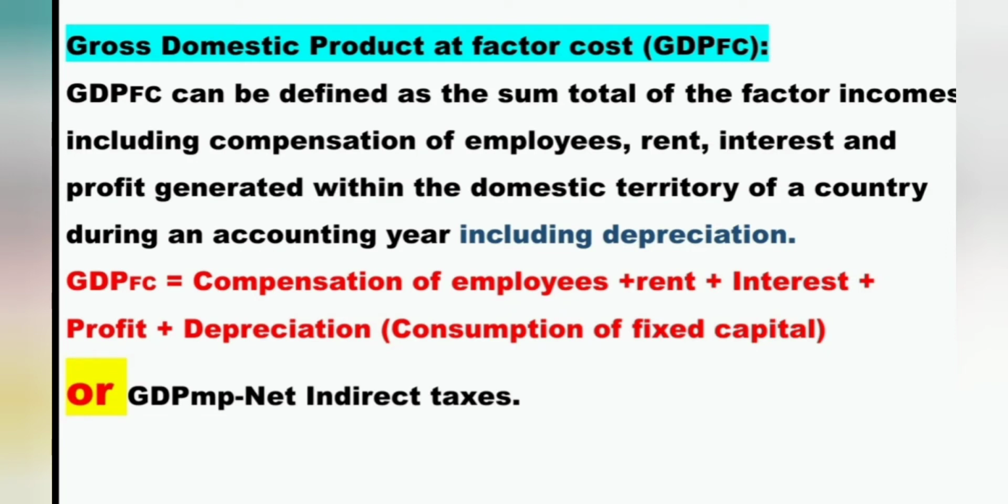It includes depreciation. It is a gross concept. It includes depreciation, but it is measured at factor cost, factor income. It is not measured at market price. So, GDP at factor cost is equal to compensation of employees plus rent plus interest plus profit plus depreciation, or GDP at market price, which you now know, minus net indirect taxes.